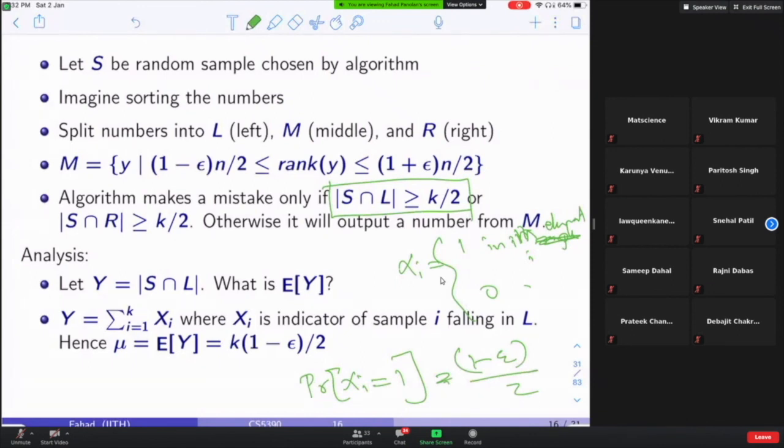So then what is the expected value of xi? Expected value of xi is equal to the probability of xi equal to 1, because it is an indicator random variable. Now what you get is the expected value of y is equal to k times this. Expected value of y is equal to k times (1 minus epsilon) divided by 2. Is that clear?